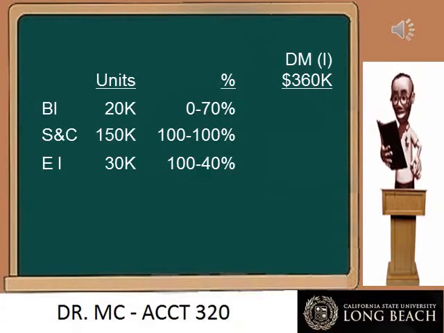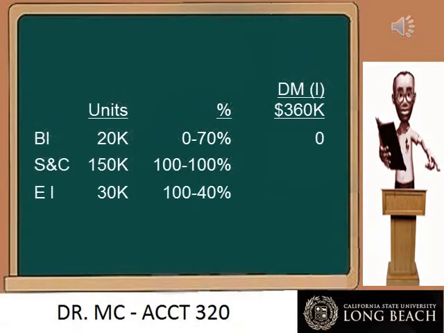So, 20,000 units times 0% is 0 units, which is what we put down in the denominator section. This makes sense. The beginning inventory was started last month, and no new direct materials were added this month. So, none of the $360,000 that was spent on direct materials this month was spent on the beginning inventory gallons.